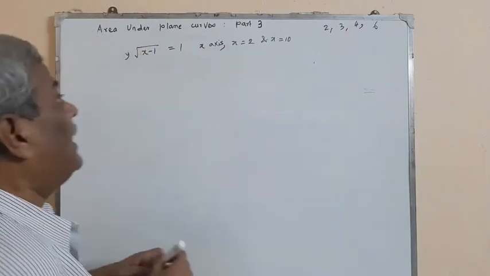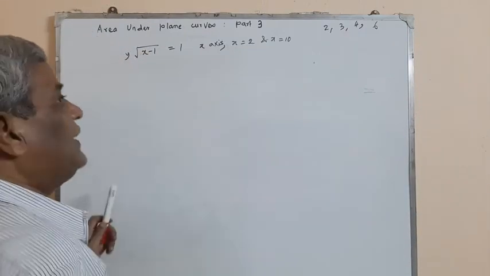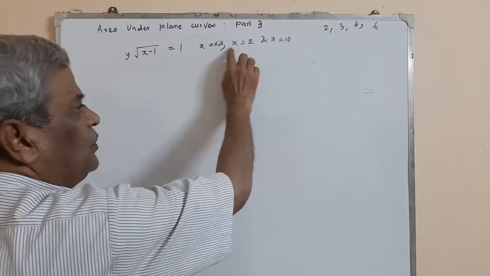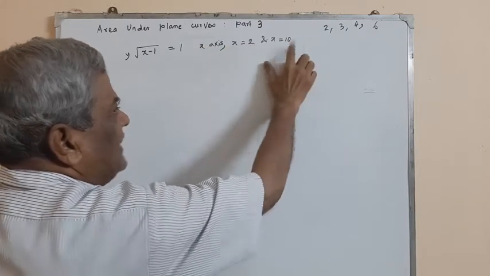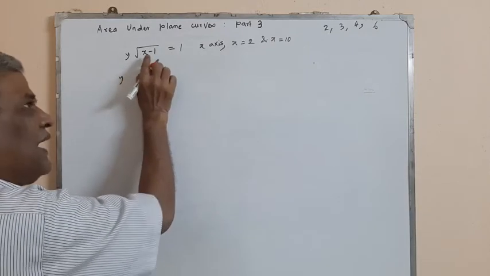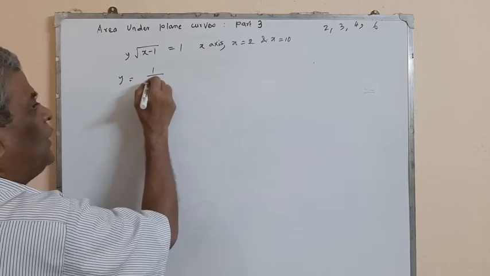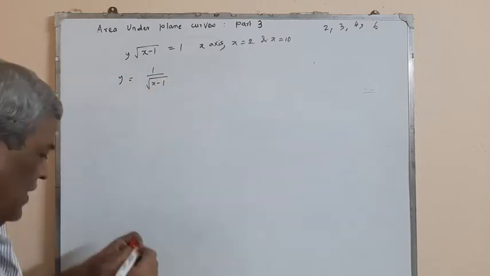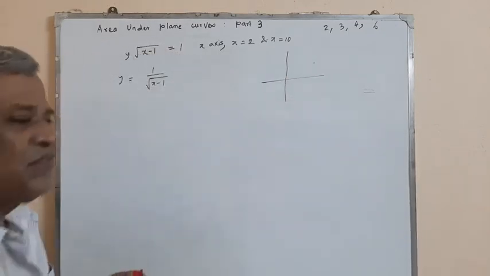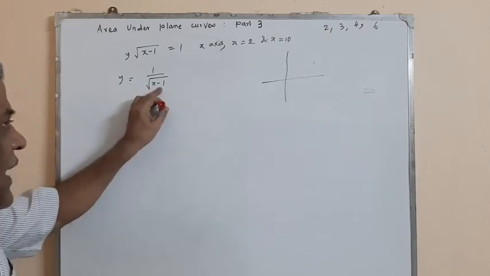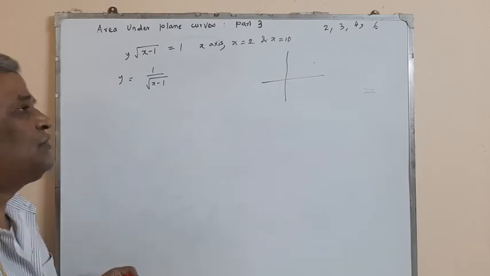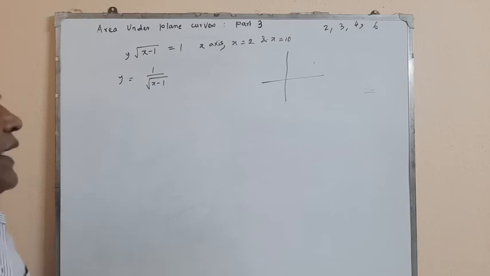So we get an idea about the region. The region is between this curve, x-axis, x is equal to 2, x is equal to 10. These three are straight lines. This is a curve. Now this curve is something uncommon, y is equal to 1 upon root over of x minus 1. How to draw it? When x is less than 1, it becomes negative, so imaginary. As a whole, y is imaginary. So it has no branch before x is equal to 1.